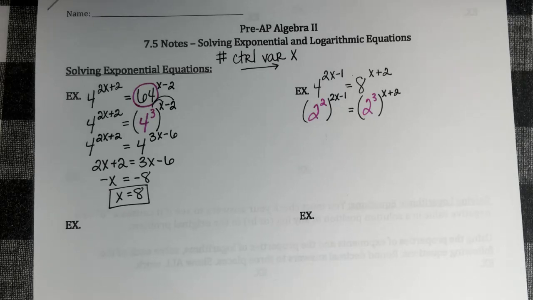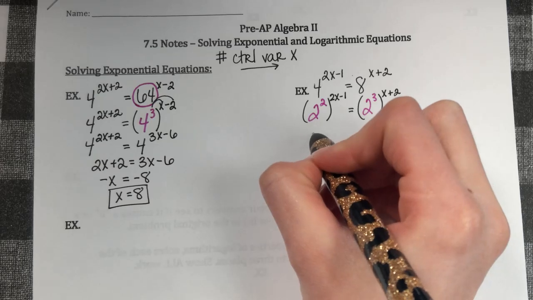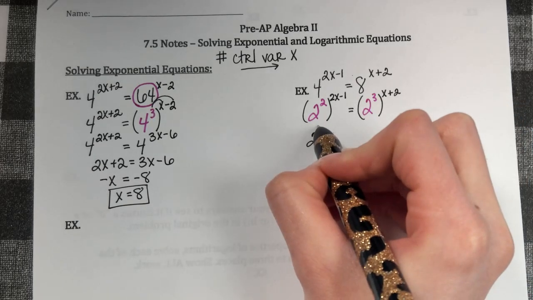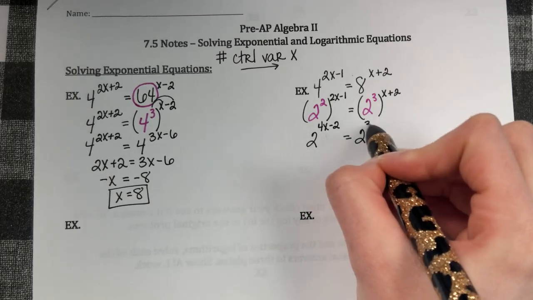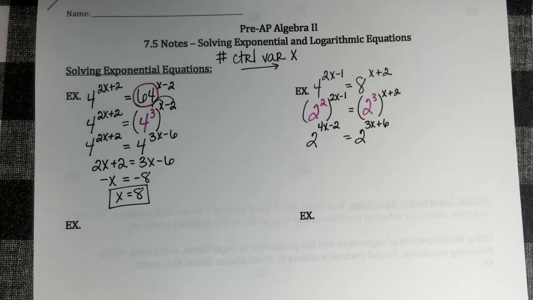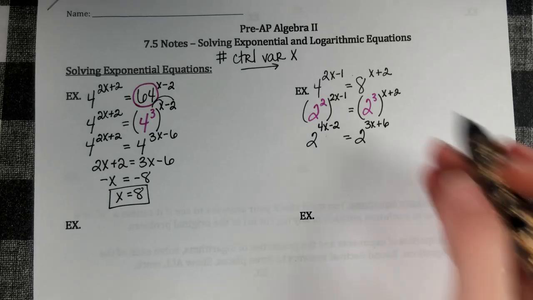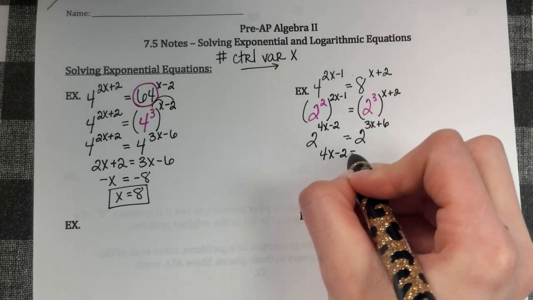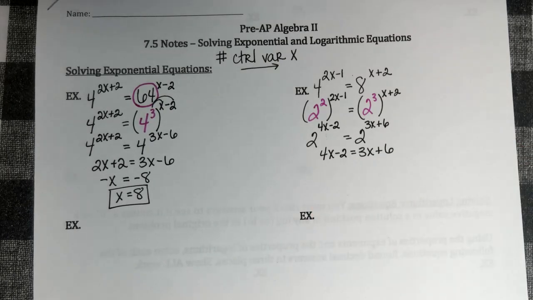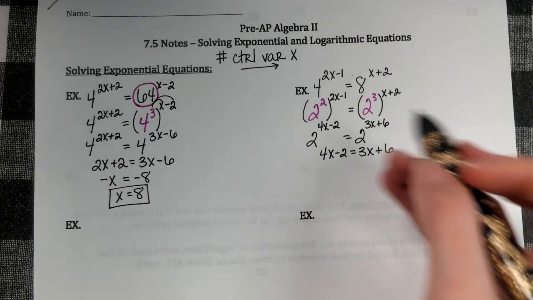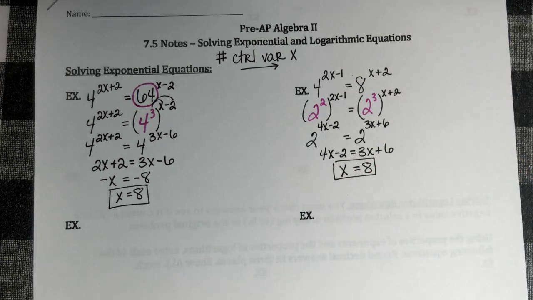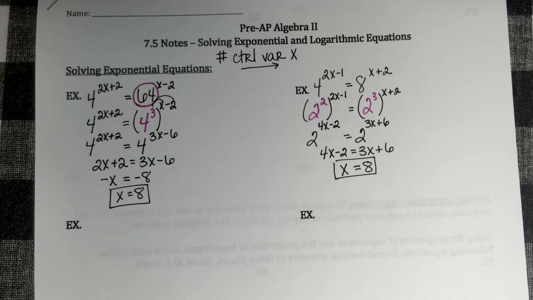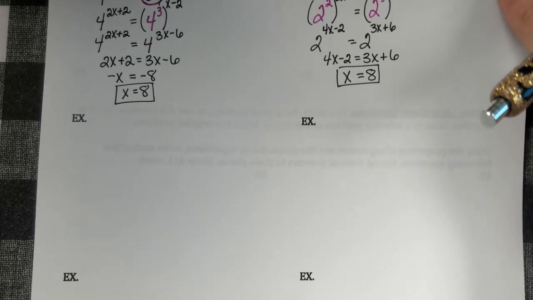And then we would simplify our exponents. So the left side would be 2 raised to what power? 4x minus 2 equals 2 to the 3x plus 6 power. Okay, and then I'm at the point where I can set 4x minus 2 equal to 3x plus 6. Okay, I would subtract my 3x, add your 2, x equals 8. If you're doing it on your own, I would check it. For time's sake, we're not going to. Okay, but I would check every single one of your problems, especially on the quiz and the test.